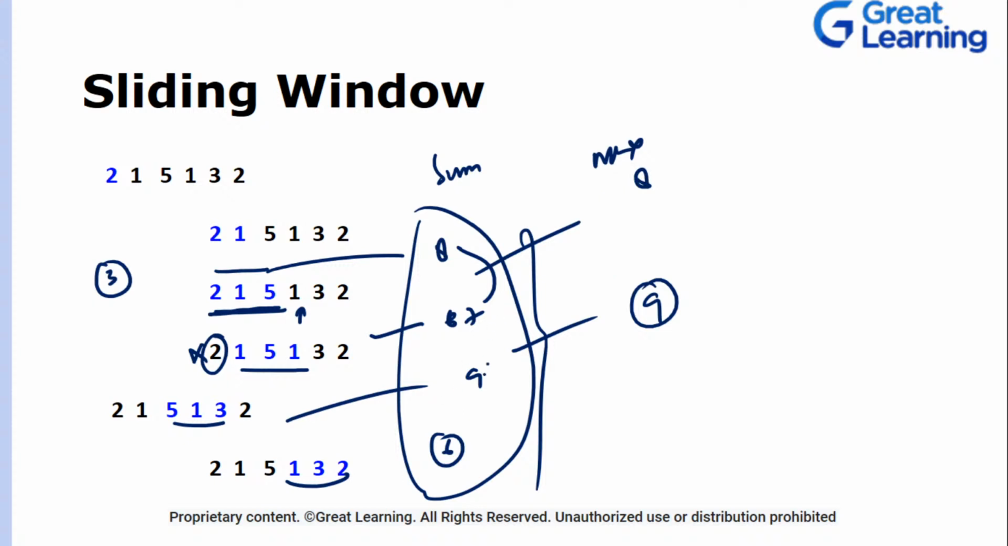So then you will have this 9. You will check, is this 9 or 8 maximum? Maximum sum will be updated. So sum again will be 6. So you will check this.